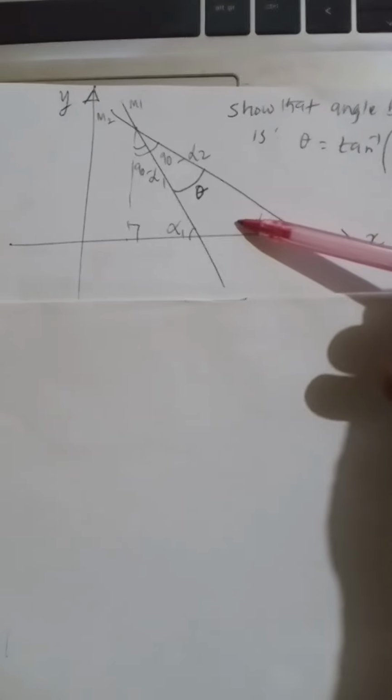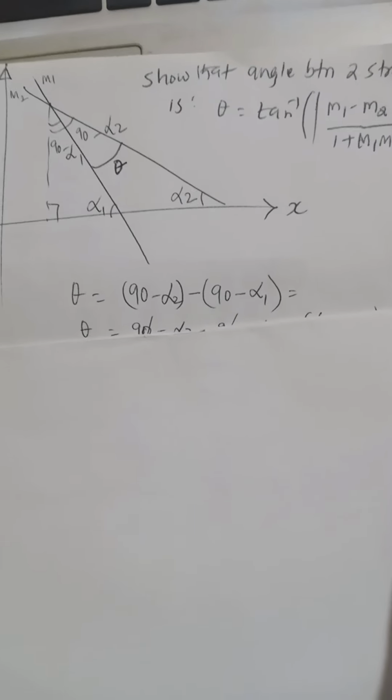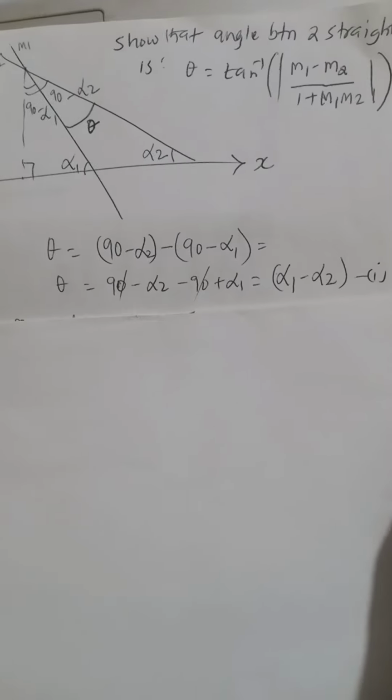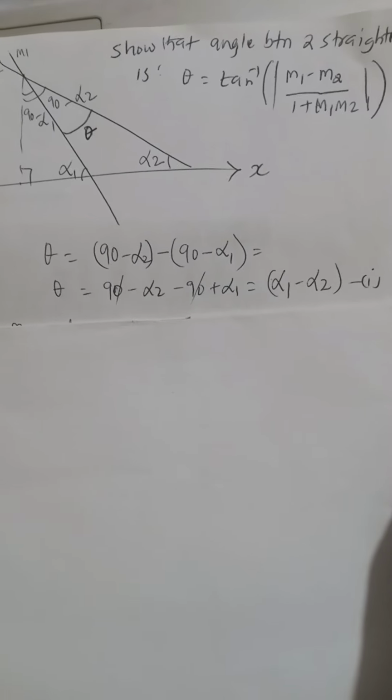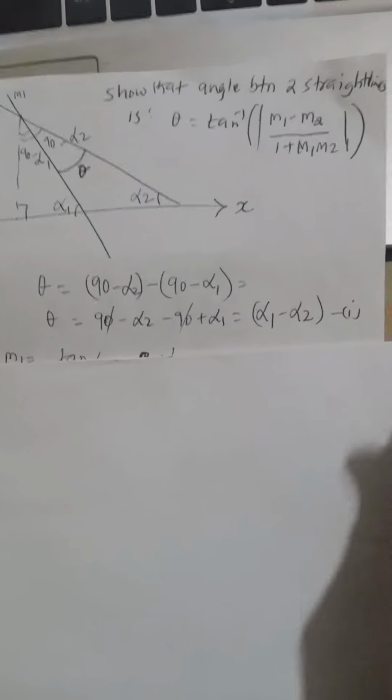Having understood that, now what is the angle between the two lines? It will be the angle from here to there minus the angle from here to there, and that will be the foundation of the whole problem. So you can see that the angle is equal to (90 minus alpha 2) minus (90 minus alpha 1). When we open the brackets, you will find that the 90s cancel out, and you finally end up with alpha 1 minus alpha 2.